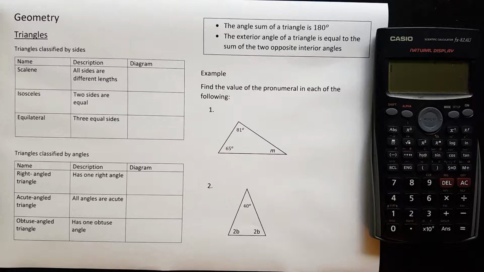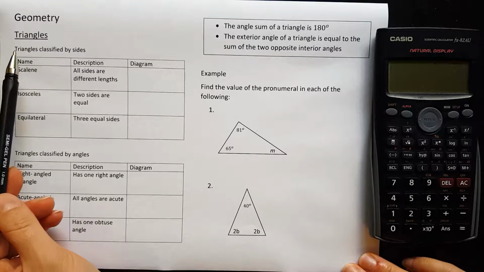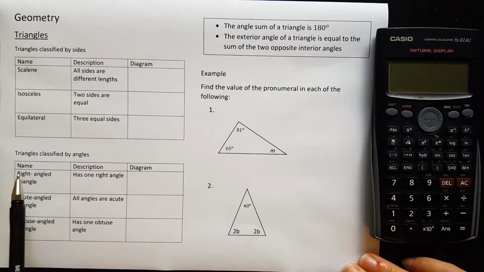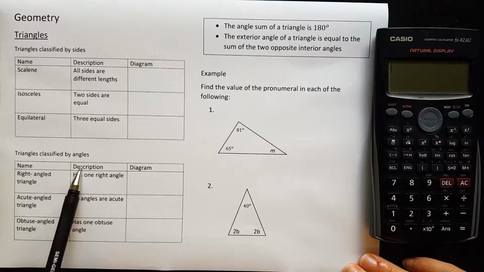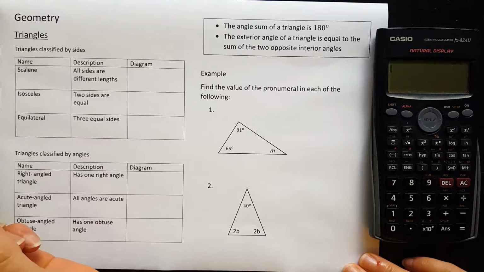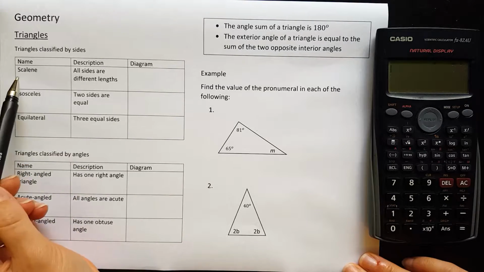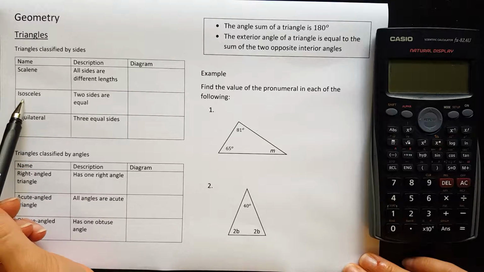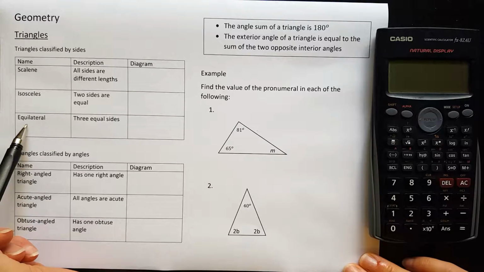Today we're doing geometry and we're going to be talking about triangles. There are two ways that we can classify triangles. We can classify them by their sides or we can classify them by their angles. For sides, we have three types: the scalene triangle, isosceles triangle, and equilateral triangle.